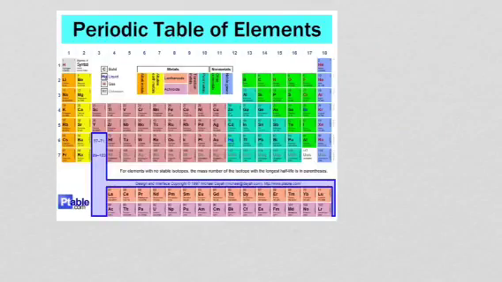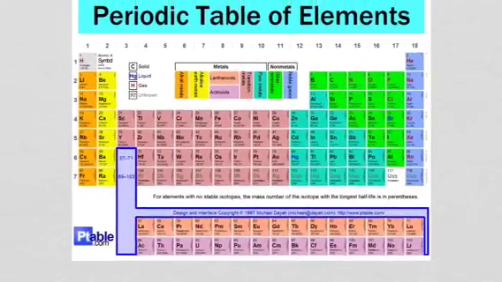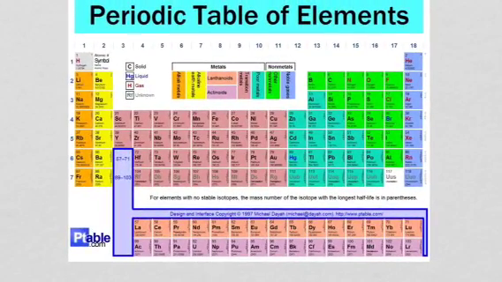Our periodic table here. Okay, how many elements are there in the first period? There are 2 elements in the first period, hydrogen and helium. Okay? How many elements are there in the second period?